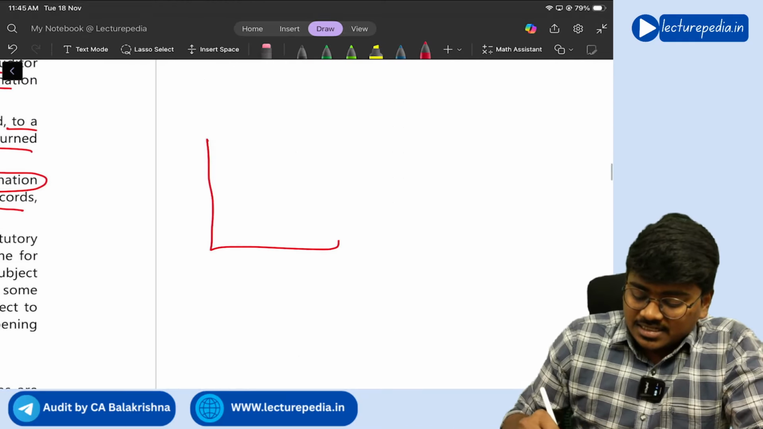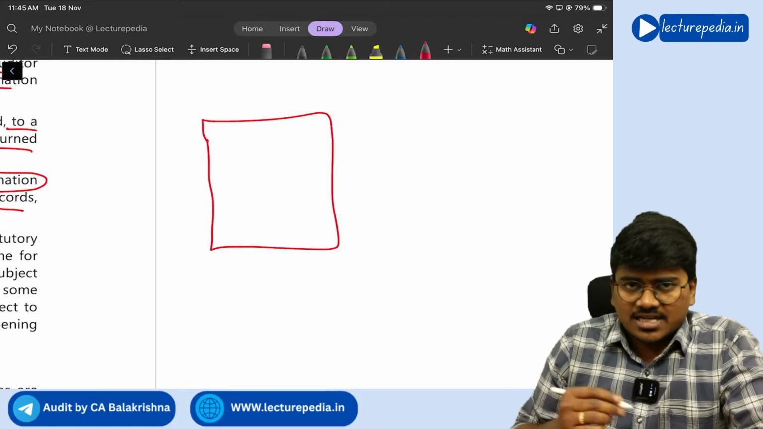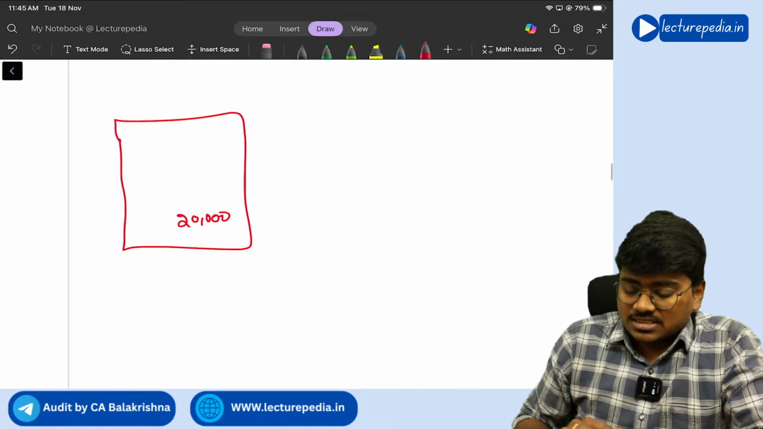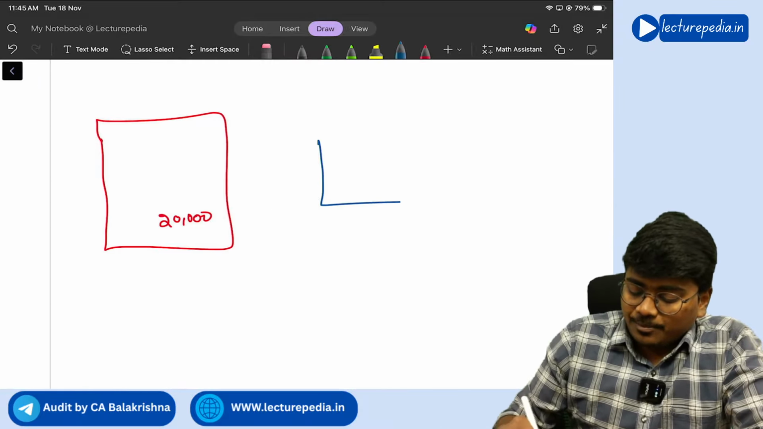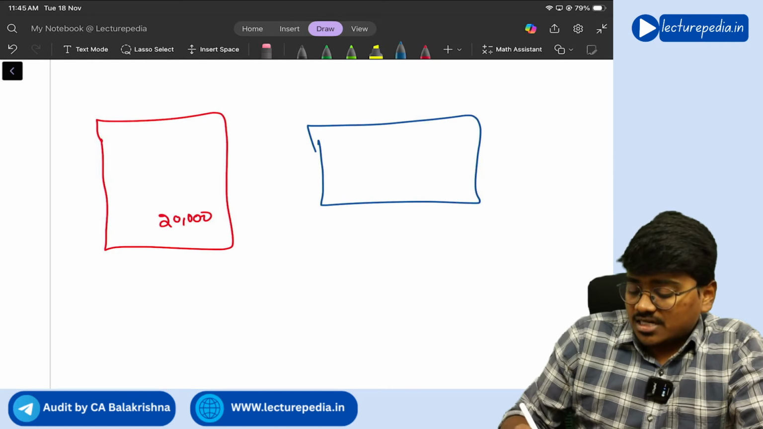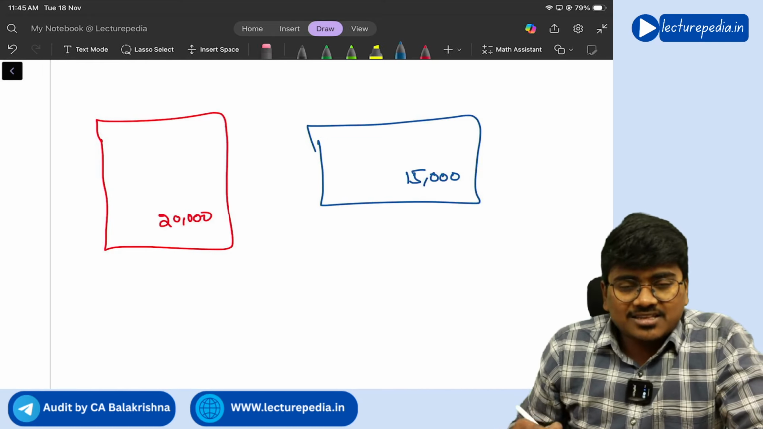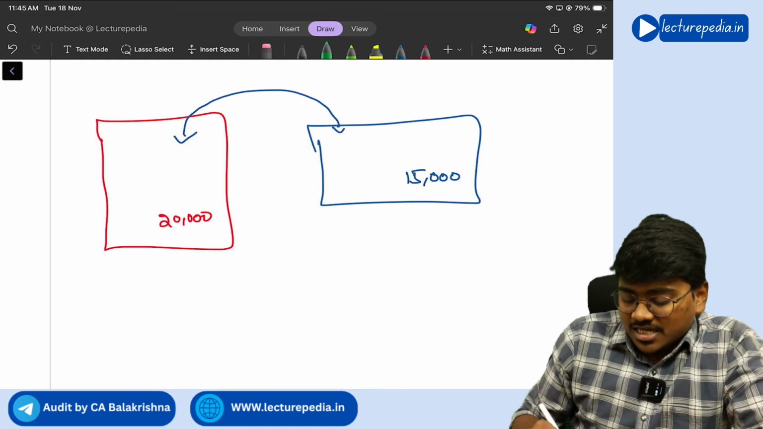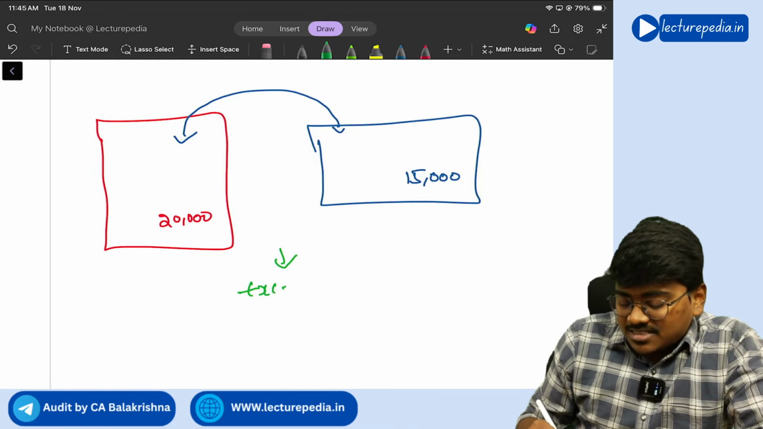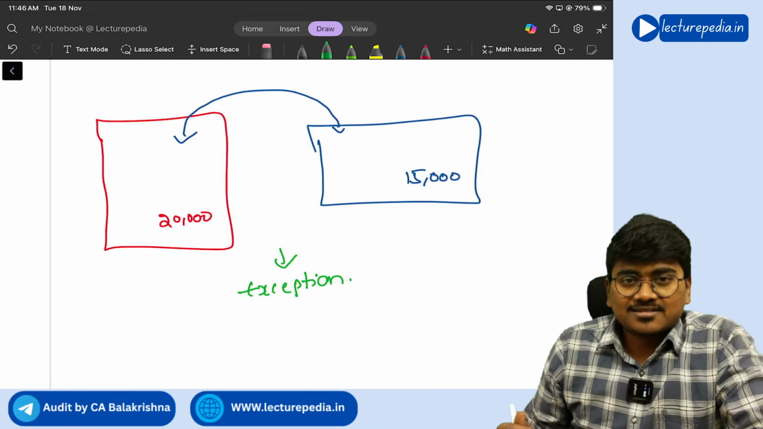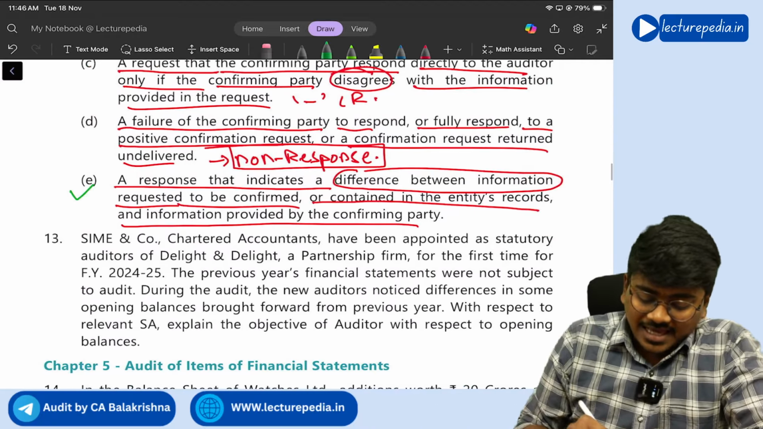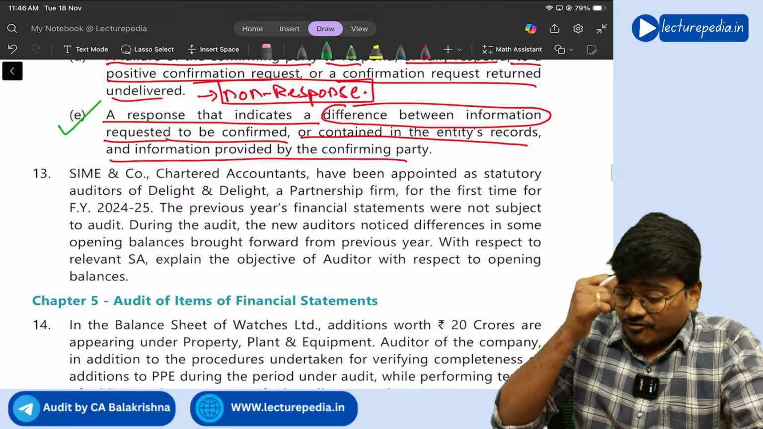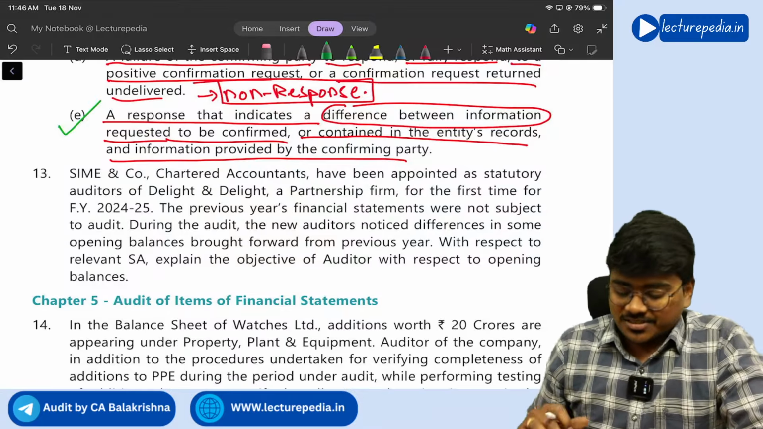So in the entity's financial statements or sales invoice, 20,000 is written as amount receivable, but when you have asked for the confirmation, the confirming party has given confirmation stating that I have to pay only 15,000. Now there is a difference between these two. What do you call this situation? It will be called as an exception. Do you remember? Yes. So this is the exception. So these are the definitions of these 5 things that are given in the question.